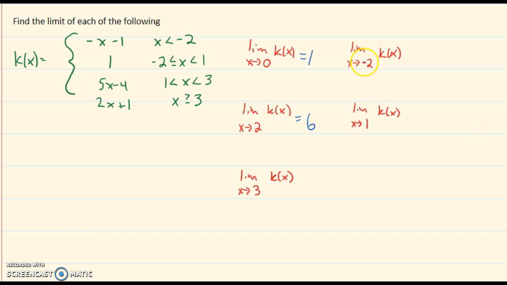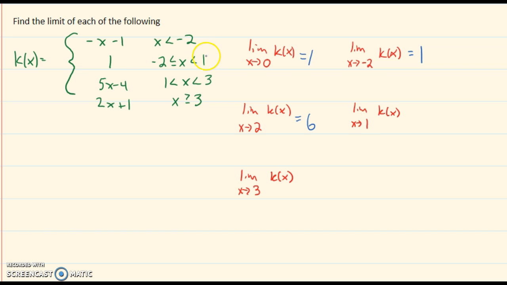So when I plug in negative 2 to the top one, I'm going to take the opposite of negative 2, which is 2, and take away 1, and I get 1. From the right-hand side, I'm going to plug negative 2 into, oh, it's just 1. So the left-hand limit was positive 1, and the right-hand limit was also positive 1. Because the left and the right are exactly the same, that is my limit.